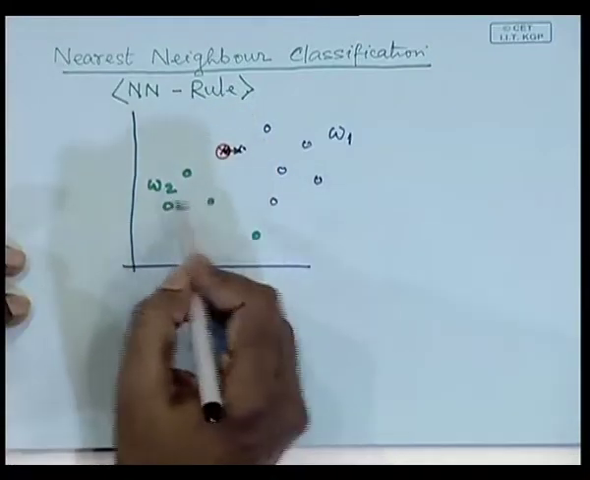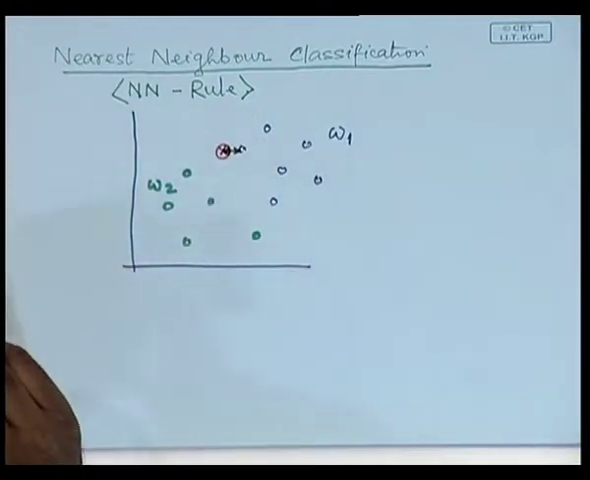Okay. But this particular approach has a problem. The problem in the sense that a sample being nearest does not mean that it is the most probable class. Okay. So, I can have a situation something like this.